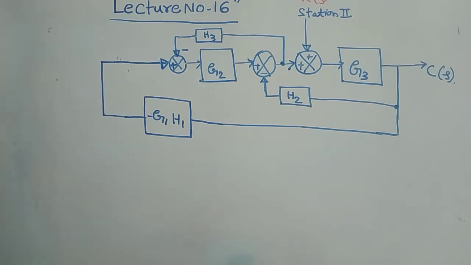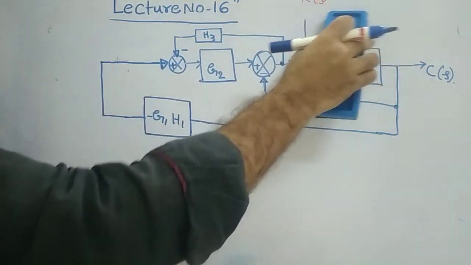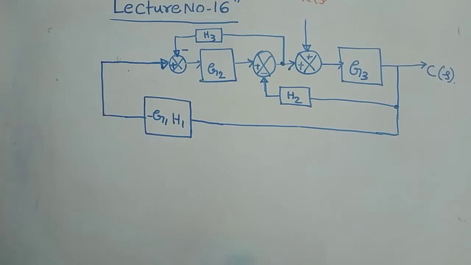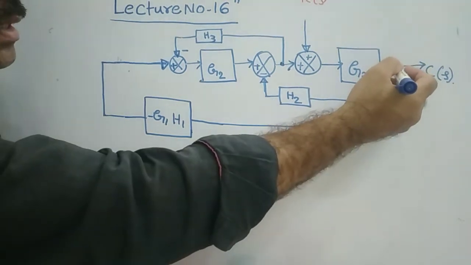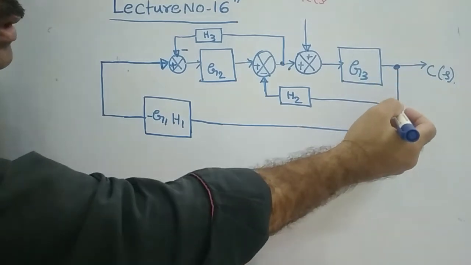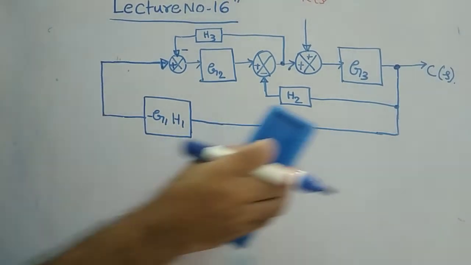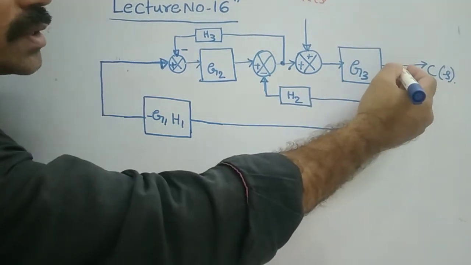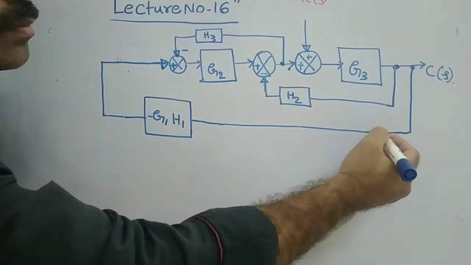Now you can remove station 2 also. Instead of station 2, assume that this is your R of S now. You have R of S here at this summer. Again, you can show the output connection here. The output is taken like this, and one feedback loop is coming like this, and one more is coming like this. Therefore, you can happily represent the connection like this, and this can also be represented like this. Nothing wrong in that.